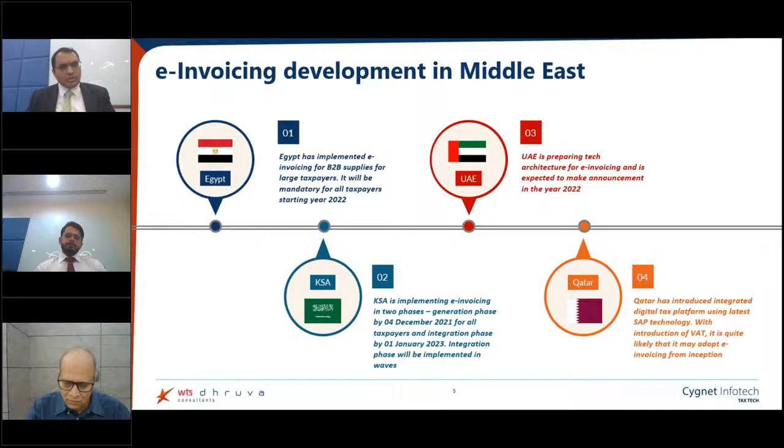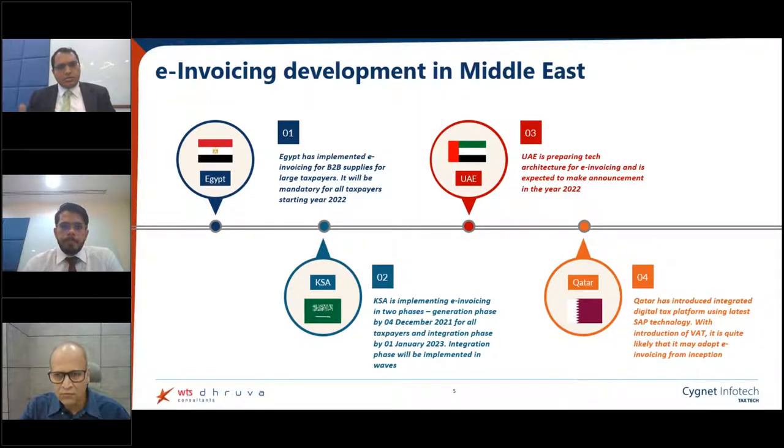Now, if you look at e-invoicing from a Middle East perspective, Egypt was the first country to introduce e-invoicing. It started in November 2020, when 134 companies were mandated to implement it. But what is expected is that starting January 2022, all taxpayers will be mandated to implement e-invoicing, to the effect that the law will not allow you to claim input tax based on paper invoices. KSA, again, as I said, is a phased approach, and I'm sure Geet will speak more about it.